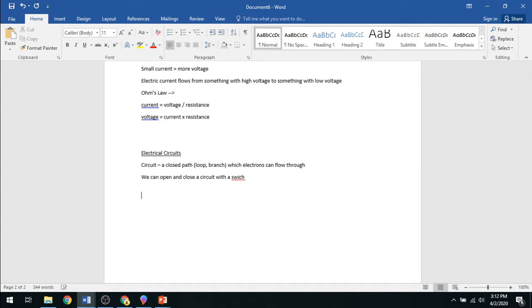And so that's a special kind of circuit. We have two different types of circuits. So we call this a series circuit. This is a circuit with only one loop. Well, I'll say one path. Again, sometimes it's called a loop, sometimes it's called a branch, which electrons can flow through.